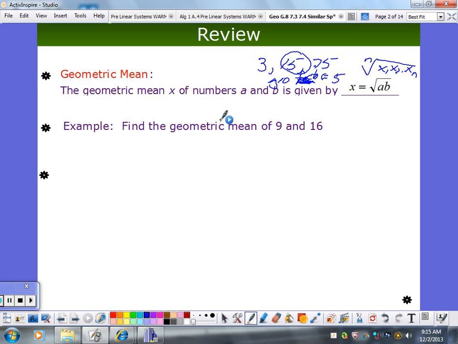Okay. So how do I find this then? Yeah, Kate? Multiply 9 times 16, and then put the square root on it. What's that on the calculator? It's 9 times 16, 144. So the geometric mean is 12, the number in between 9 and 16 in a geometric series.